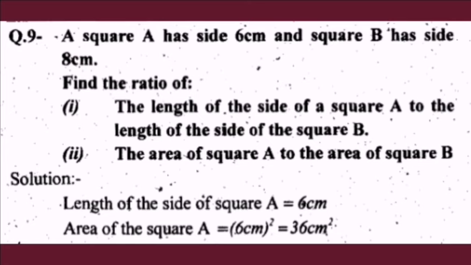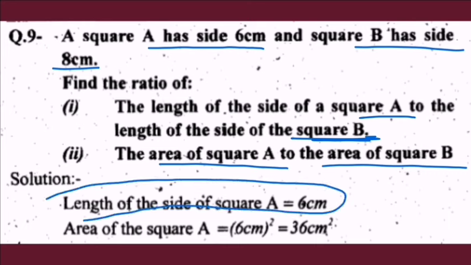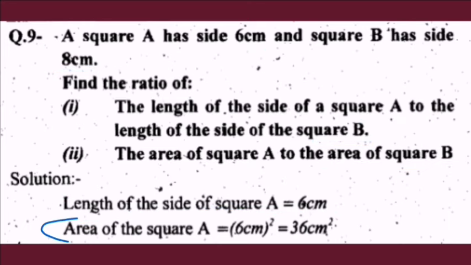Question number 9. A square A has side 6 centimeters and square B has side 8 centimeters. Find the ratio of the length of the side of square A to the length of the side of square B. Find the area and the ratio of the area of square A to the area of square B. The length of the side of square A is 6 centimeters, so the area of square A is 6 centimeters whole square, which is 36, because A is a square. So side multiplied by side will be the area.